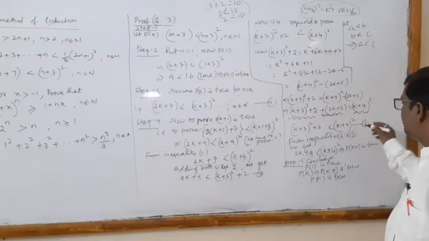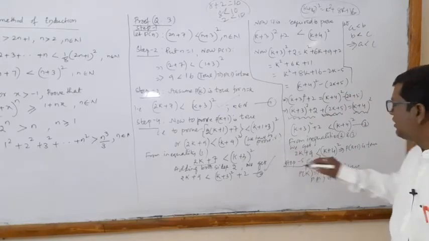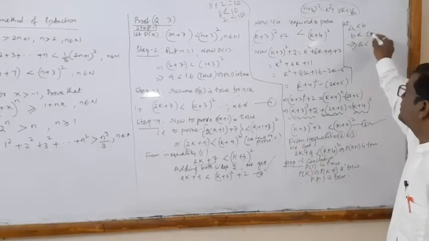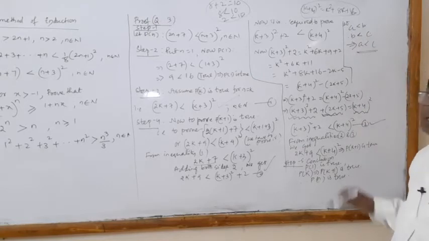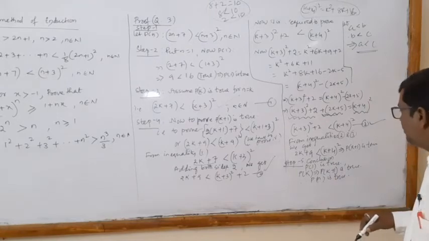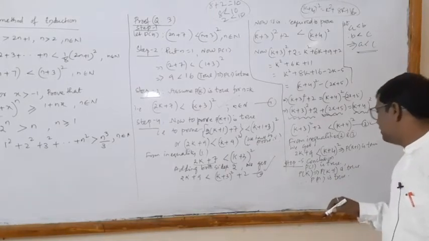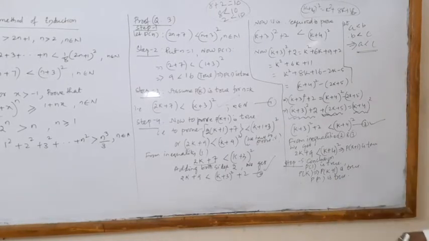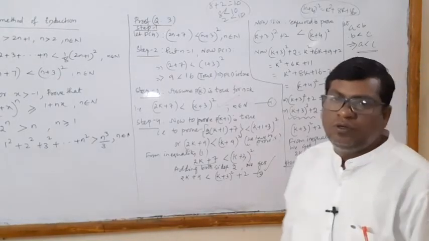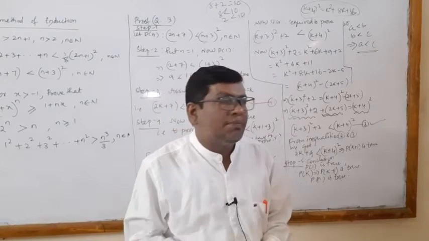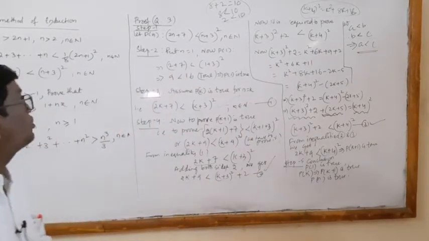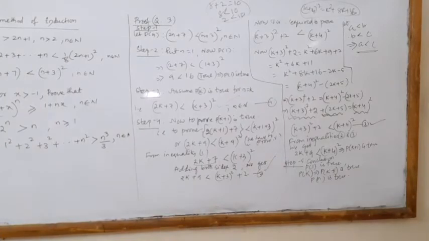So from inequalities 2 and 3 we apply this concept: if a is less than b, and b is less than c, then a is also less than c. So we get 2k plus 9 is less than (k plus 4) whole square, which implies P of k plus 1 is true. And the conclusion is: P1 is true, Pk implies P of k plus 1 is true, therefore Pn is true. This is the solution of question number 3.